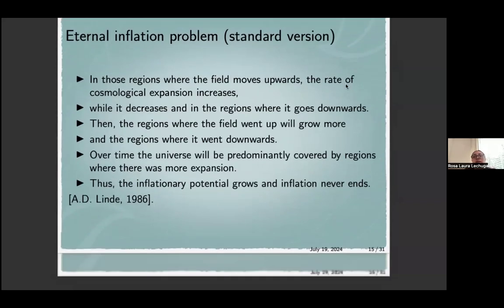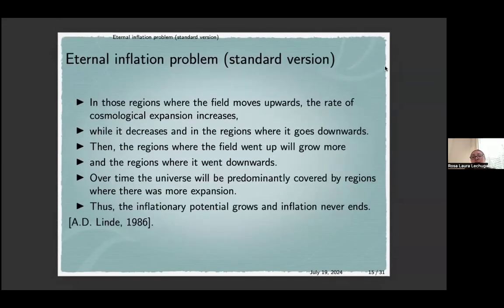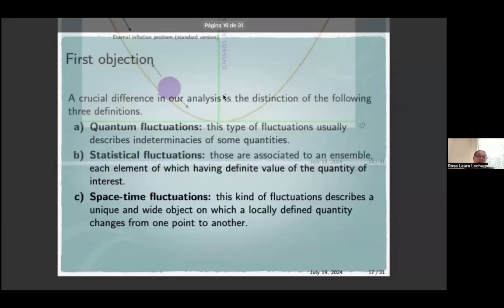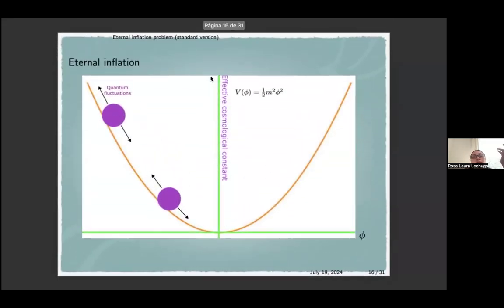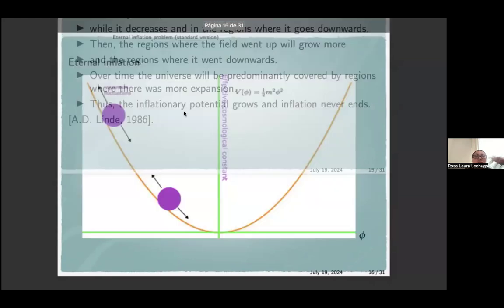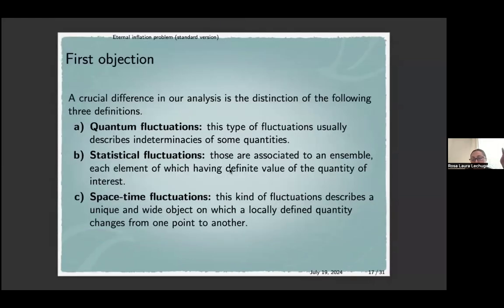But as this could work not only for the eternal inflation problem, every time that we read about a problem, first of all, we can ask, okay, but is this a real problem, or is it a well-posed problem? And in this case, I present to you the objections to describing this problem in these terms. So the first objection to describing this effect as a problem is the distinction between fluctuations, because we mentioned in the previous lectures that quantum fluctuations represent only the indeterminacies of some quantities and are not related to statistical fluctuation.